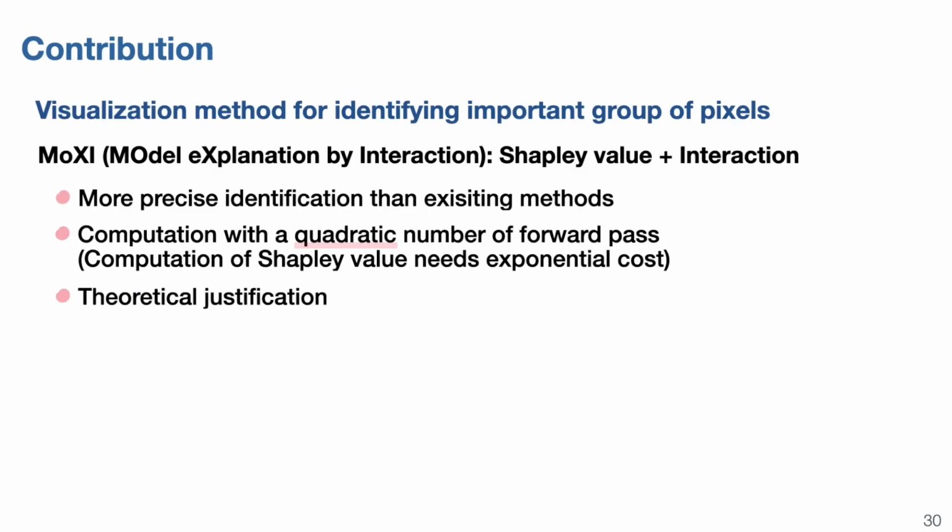So our result is that we propose a method for identifying an important group of pixels with high contributions to confidence scores. The name of our method is MOXIE. Theoretically, our method uses Shapley values and interactions. Previous work only used Shapley values, but we found that we also need interactions.